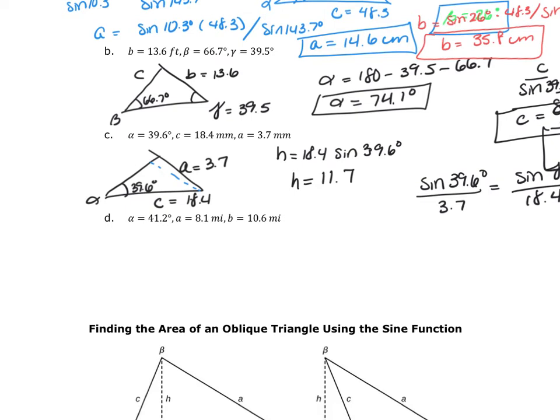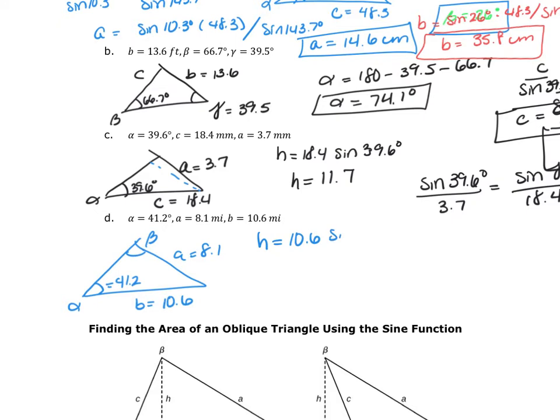So again, I'm going to draw my triangle, and you're going to be surprised at how I'm going to draw it. It looks exactly like all the others. So here's my A, my alpha, 41.2. I'll put my A being 8.1 here, and here's my beta. I'll put B here being 10.6. Once again, I'm going to find my H. My H is the side not opposite the given angle, so it's going to be 10.6 times the sine of 41.2 degrees. I'm going to get my calculator out and see what I get. I'm going to get my H to be 6.982.